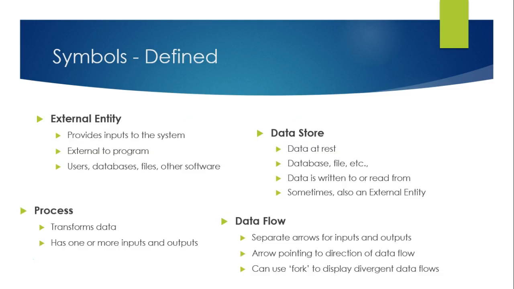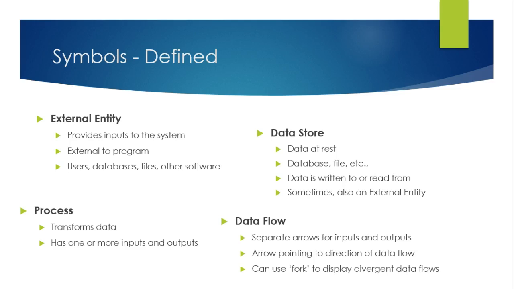There are 4 basic symbols to the DFD. First, we have an external entity, which is something that provides inputs to the system. This can be a user, a database, a file, or even another program or software. Data flow inputs and outputs exist between the application and one or more external entities.